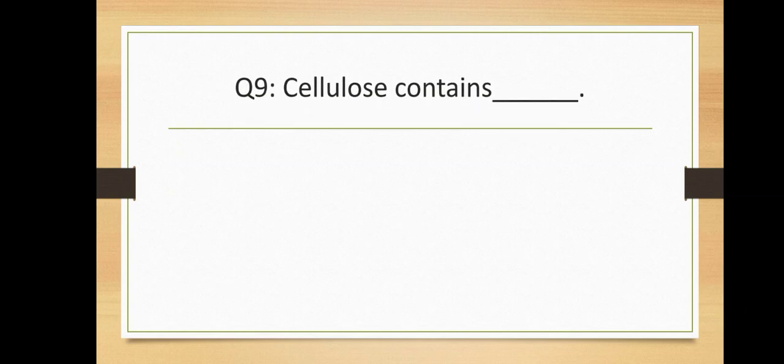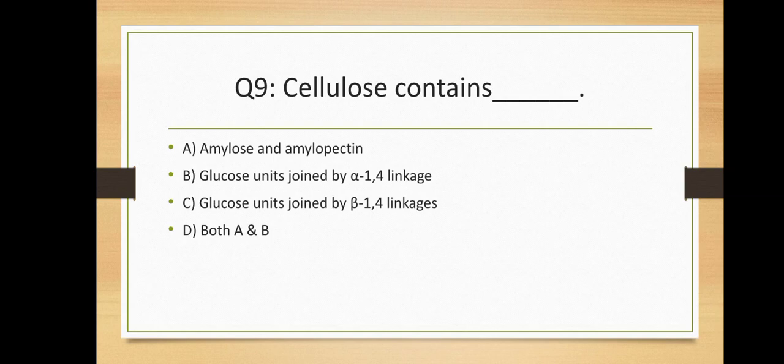Next one, question number 9. Cellulose contains blank, and options are: option A, amylose and amylopectin. Option B, glucose units joined by alpha-1,4 linkage. Option C, glucose units joined by beta-1,4 linkage. And option D, both A and B. So the correct answer of this question is C, cellulose contains glucose units joined by beta-1,4 linkage.